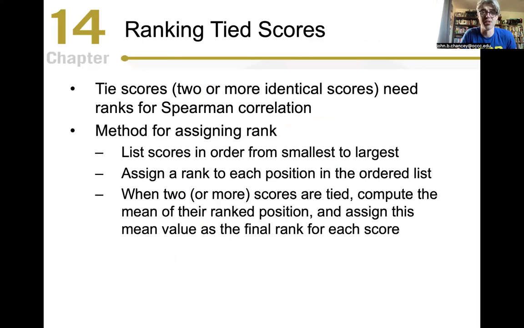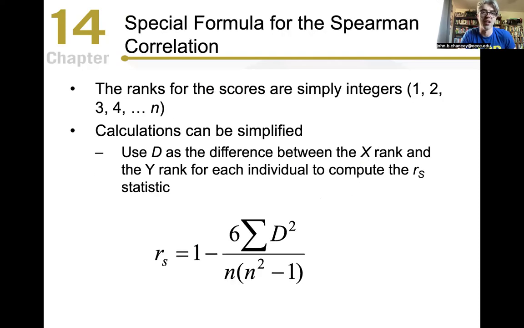If we have ties in terms of the rank, you can have tied scores. You could use a Spearman correlation for assigning the rank. You list the scores in order from smallest to largest and assign a rank to each position in the ordered list. When two or more scores are tied, you compute the mean of their rank scores and assign that mean value as the final rank for each score, to break the tie if necessary.